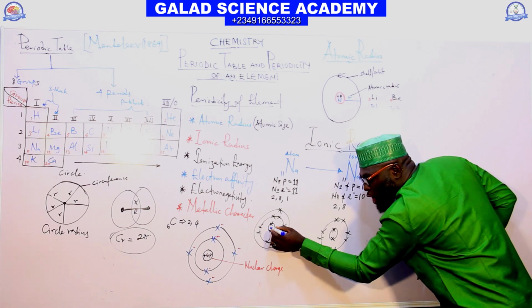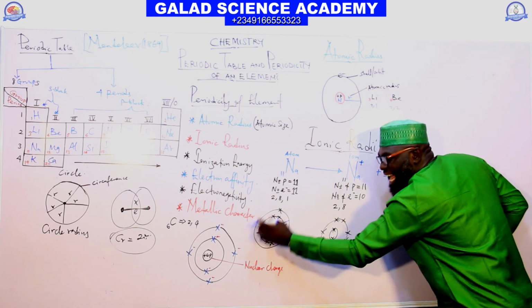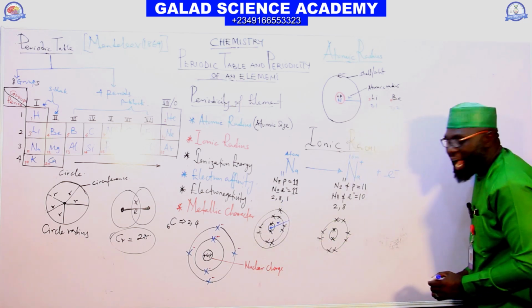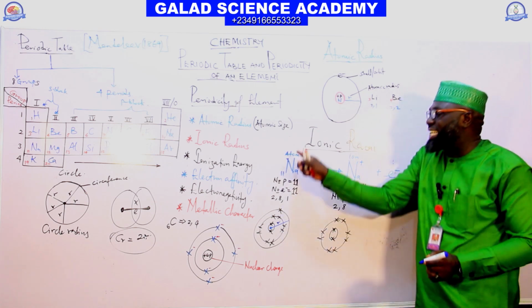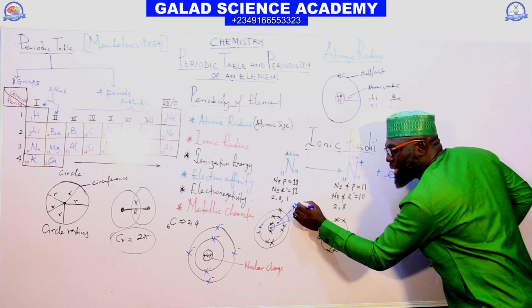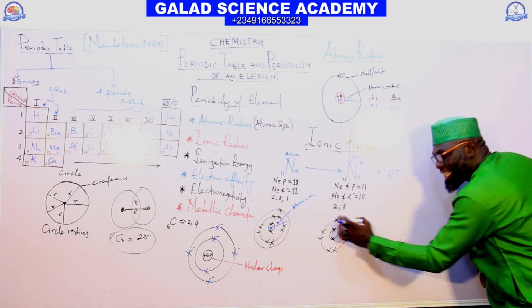I said this before, that this is the nucleus of the atom inside. A line that is drawn from the center of the nucleus of an atom and touches the valency electron is called the radius, abi? And this radius, in the sodium atom, we call it the atomic radius.